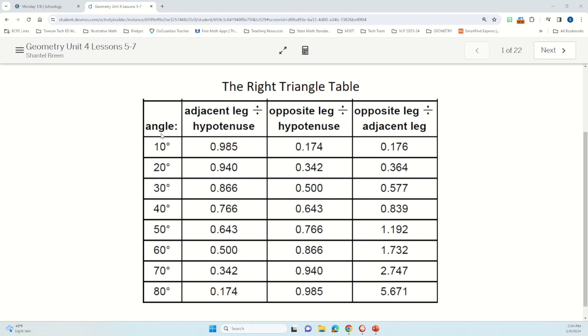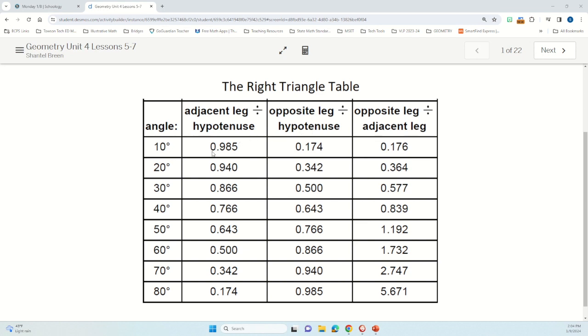And we're starting with multiples of 10 because this table gives us a good way to see these relationships and you can see the patterns. For example, in class we talked about how the 10-degree angle and the 80-degree angle are complementary. So if we have a 90-degree angle, a right angle, the other two angles have to add up to 90. So if you look at the 10-degree angle and the 80-degree angle, you'll see that the ratios between the adjacent and hypotenuse, opposite and hypotenuse, are reversed.